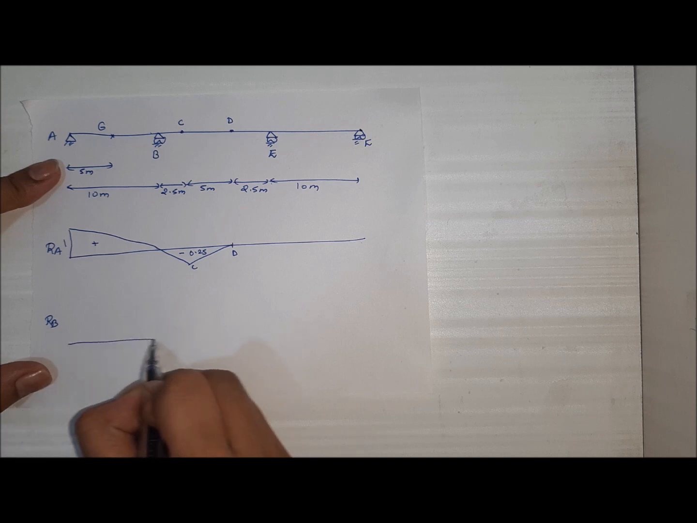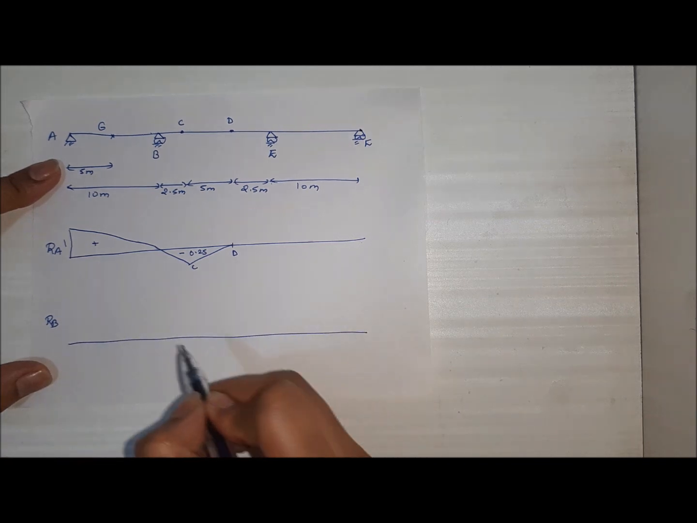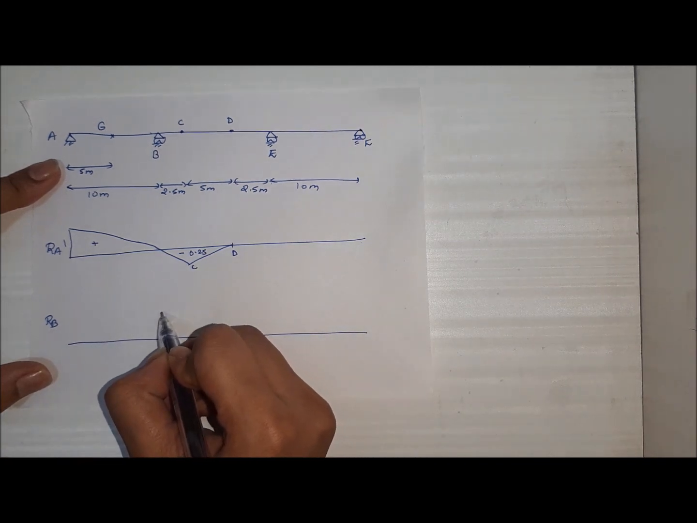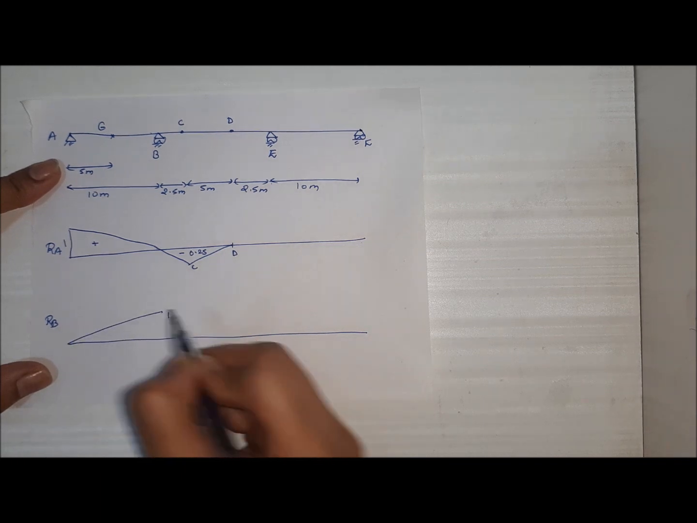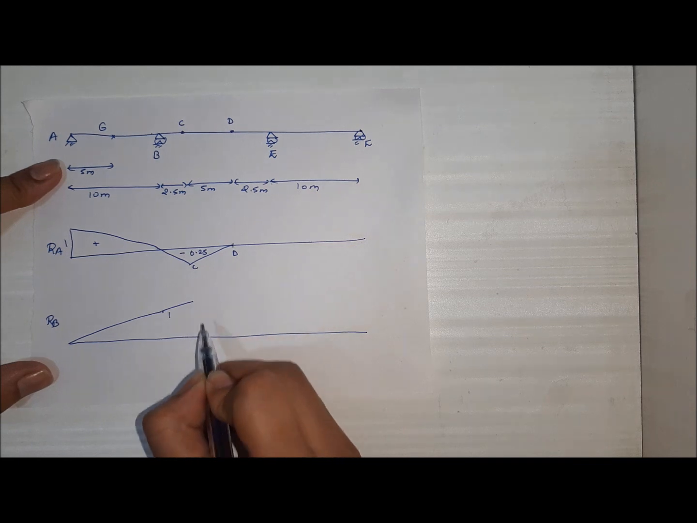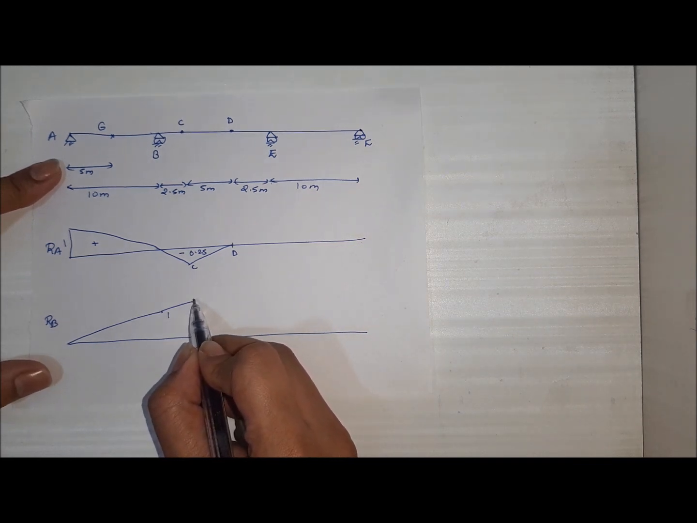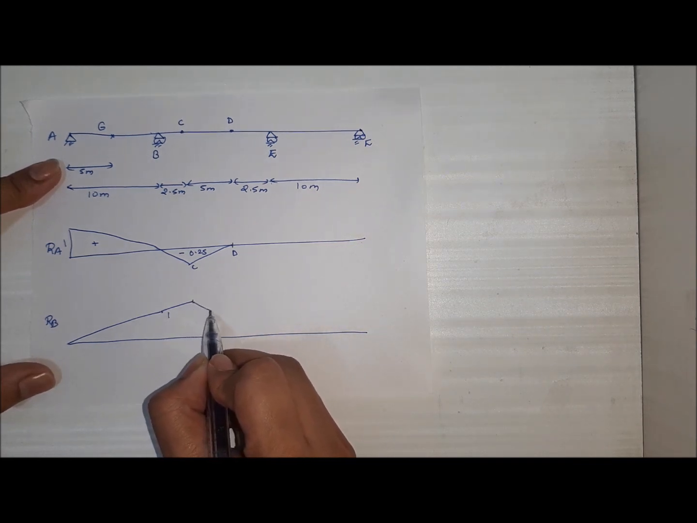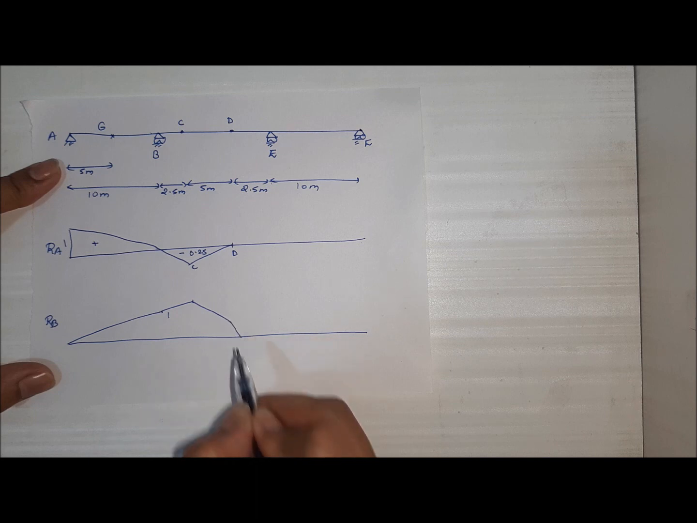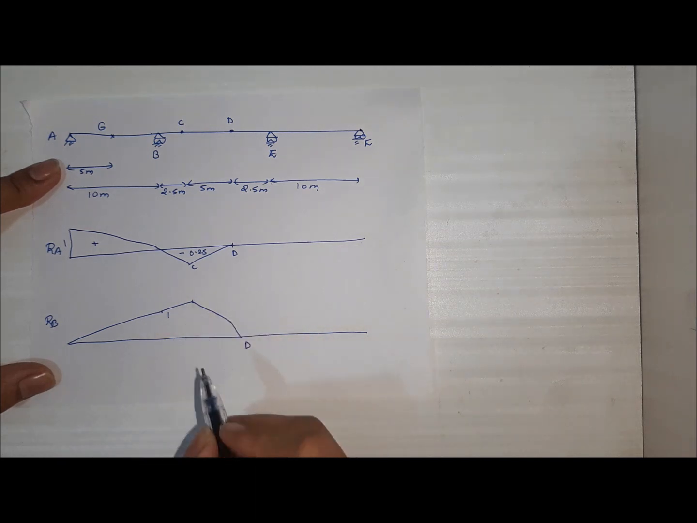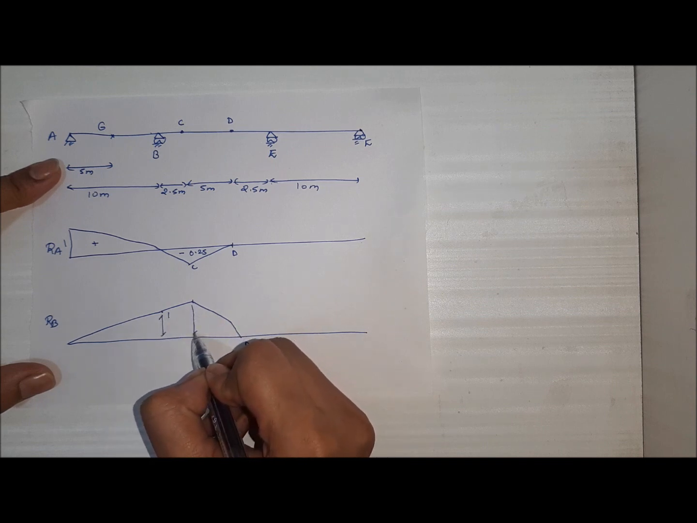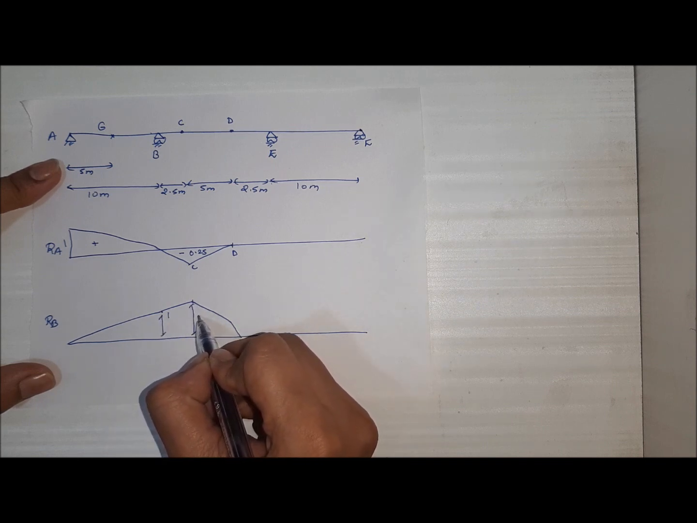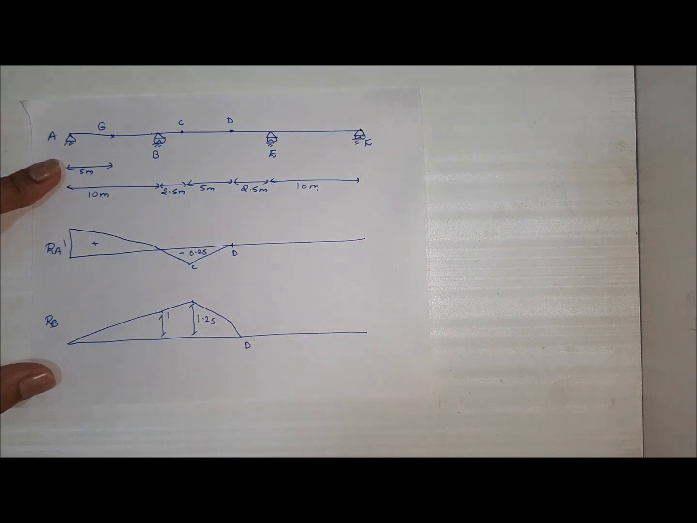Now we have been asked to plot the ILD for RB. We will simply lift the end B with ordinate of unit dimension. It will go straight till point C, as A, B, C have to be straight, and it will go down to D point, right? This triangle will be there. This will be the ordinate, and the ordinate at the point C will be 1.25. This will all be in the positive sense.